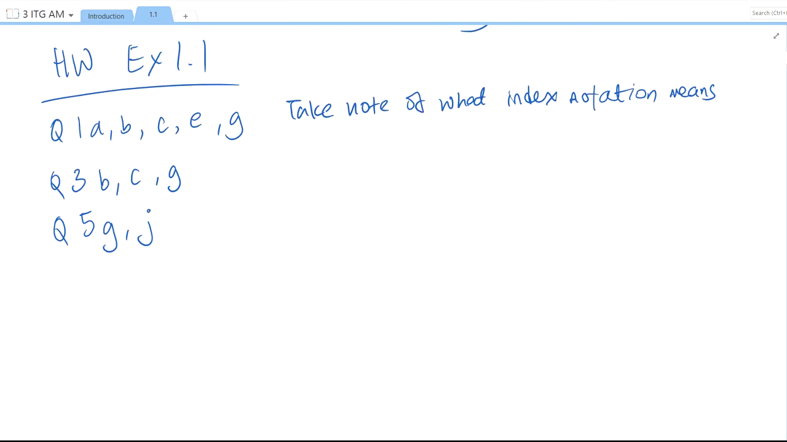Okay, these are your homework questions. For question 1, take note that you have to leave your answers in index notation. If you have forgotten what that means, go and revise your lower sec work, or when you check your answers at the back, you should understand immediately what it means. So homework given today, due on Wednesday.